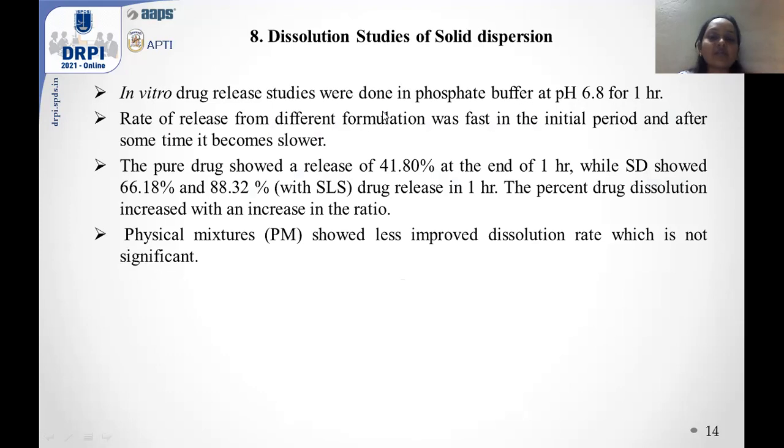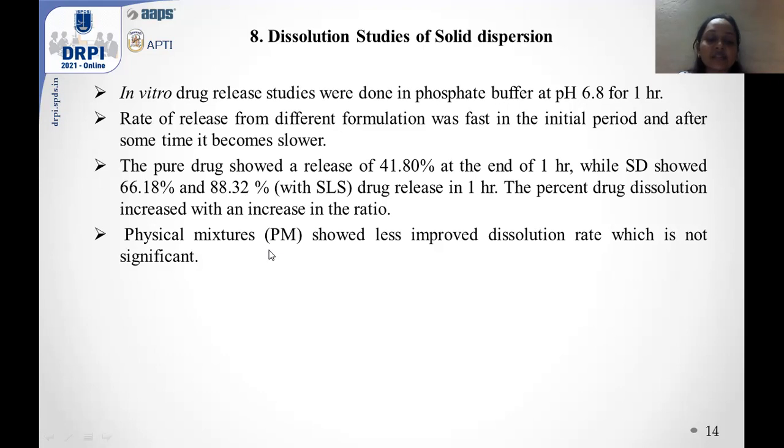Then we have performed the dissolution studies of solid dispersion, where we have used the buffer pH 6.1 and 6.8, and we have performed the dissolution studies up to 1 hour. Here, the rate of release from different formulations was fast in the initial period, and after some time it becomes slower. The pure drug showed a release of 41.80% at the end of 1 hour, while solid dispersion showed 66.18% and 88.32% with SLS drug release in 1 hour.